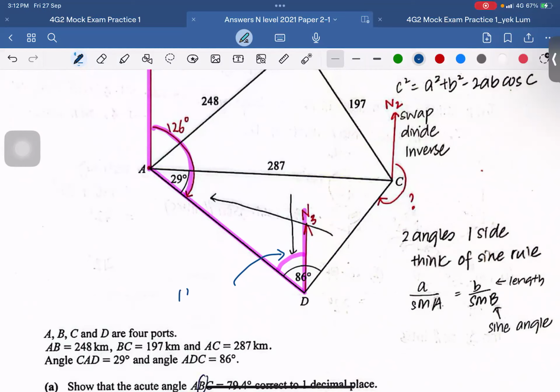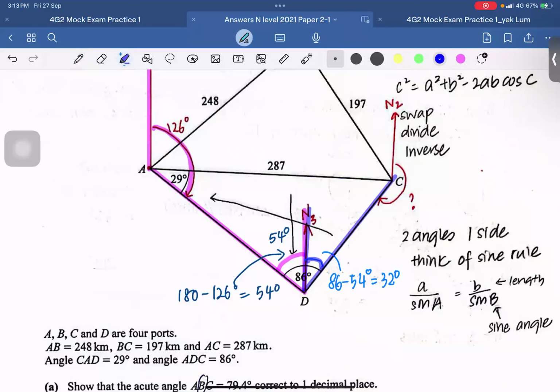180 minus. Correct. So yes, Lin said the answer is 54. Then if that is the case, how much is the one over here, this side? 86 minus 54. That gives you 32 degree. So if this is 32 degree, based on another pair of interior angles, what will be this angle?